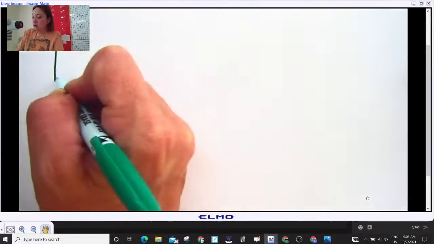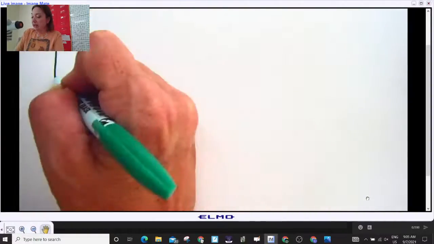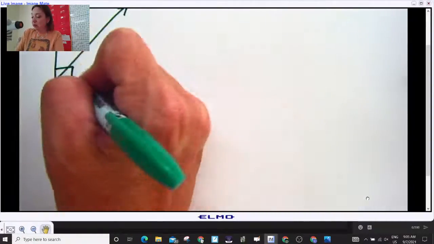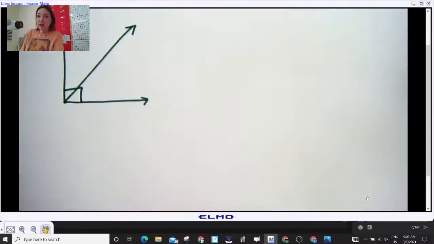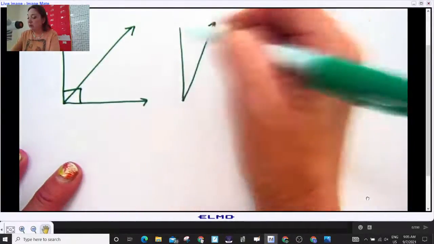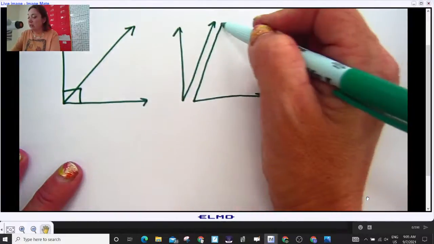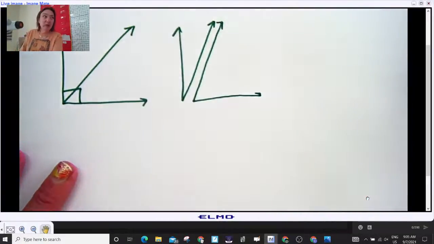Now, if you have two angles that add up to 90 degrees, like this right here, that has a special name. Two angles that add up to 90. And they don't have to be adjacent. These two are. But you could have these two angles right here that add up to 90, and they still have the same special name.